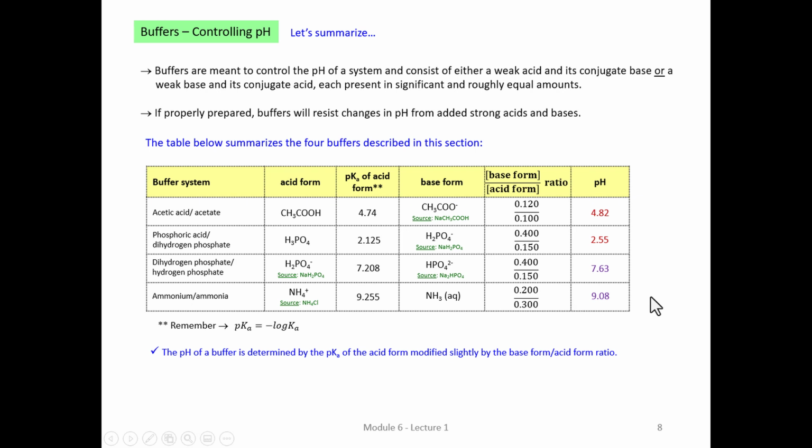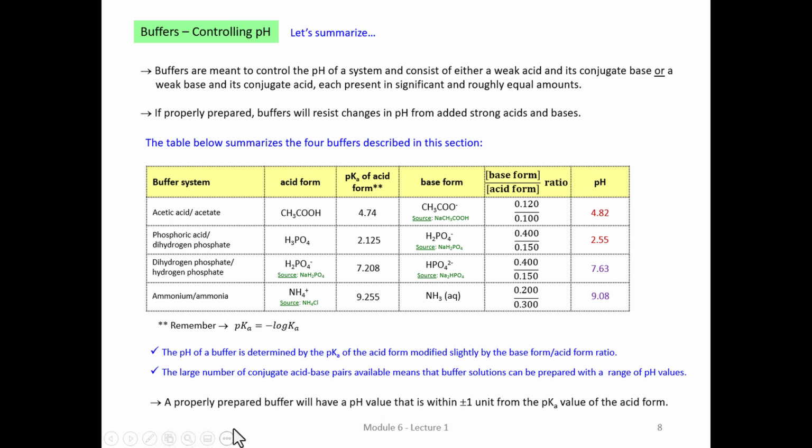There's a large number of conjugate acid-base pairs available. That means buffer solutions can be prepared with a range of pH values. And again, a properly prepared buffer will have a pH value that is within plus or minus 1 unit from the pKa value of the acid form. So you notice that the pHs of these buffers are all easily within plus or minus 1 of the pKa of the acid form. That's important to remember when you start out to try to pick an acid form, base form system for a particular target pH.